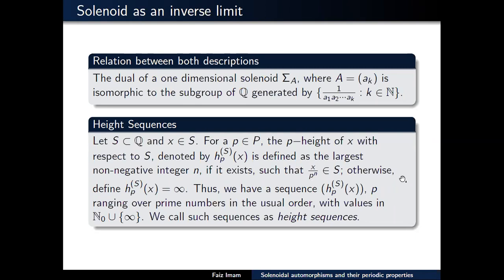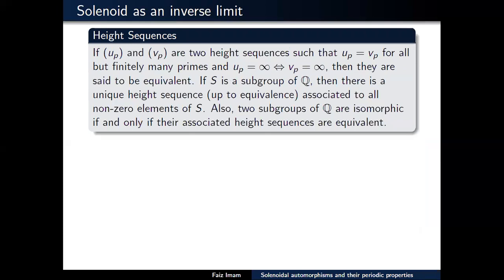But if we don't have a finite value, we define the P height of that element to be infinity. So for different primes, we actually have a sequence h_P^S(X), where P ranges over the prime numbers in the usual order, with values in N0 union infinity. We call such sequences height sequences. So the question is, why do we need height sequences?